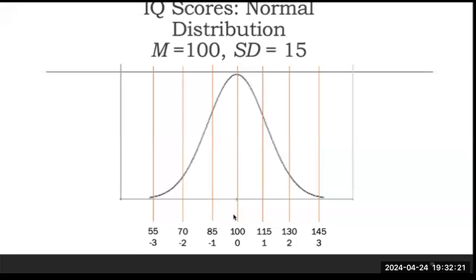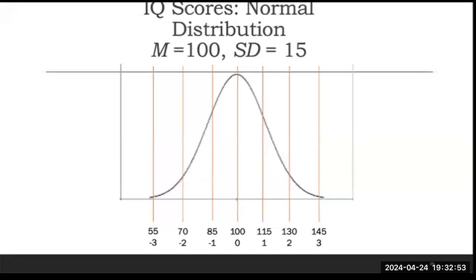And do the same for above the mean. So now you have the range 55 to 145. So you know that all scores within 3 standard deviations of the mean are going to fall between an IQ of 55 and an IQ of 145. So 99.7% of the population have an IQ between 55 and 145.